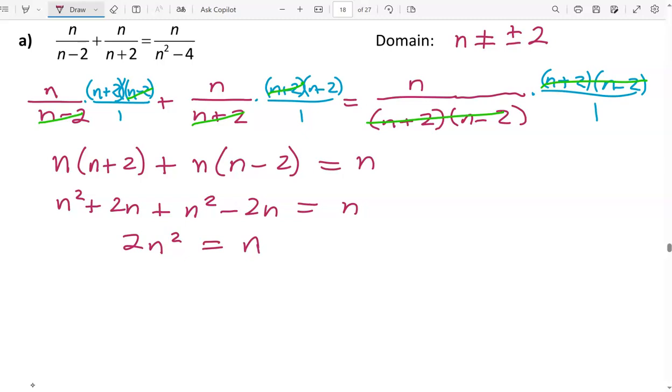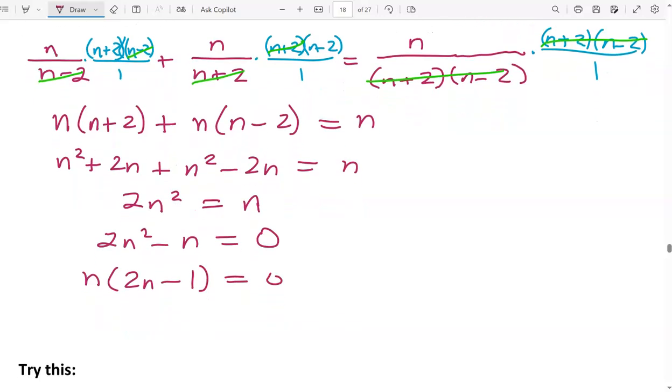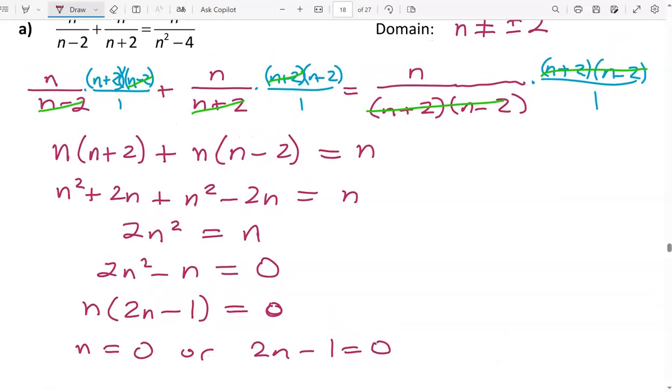What we want to do here is to move the terms to the same side of the equation by subtracting n, and then factor, and we're just going to use the GCF of n to factor. Now that we have two factors multiplying together to give you 0, either the first factor is equal to 0 or the second factor is equal to 0. And that's going to give us two solutions. And our two solutions are going to be 0 or positive 1/2.